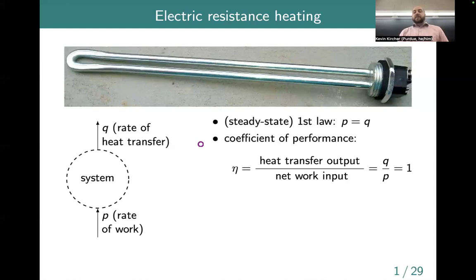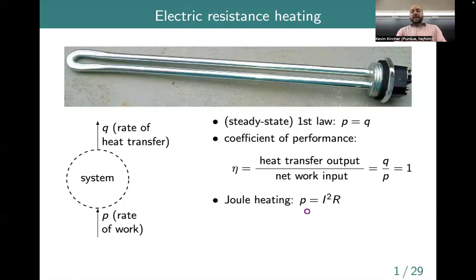And you can define what's called the coefficient of performance for the system, which we'll talk about more in the context of heat pumps and air conditioners. But here it's defined basically just as the heat transfer output divided by the work input. And so very simple calculation, P is equal to Q, so this ends up being 1, or very close to 1, 95, 98%, something like that in practice.